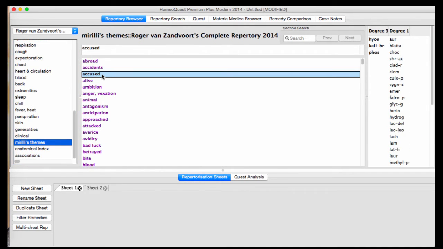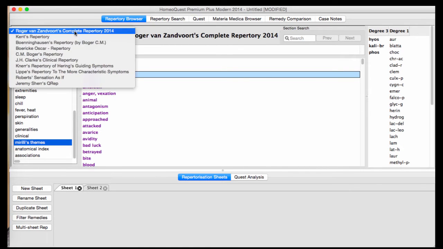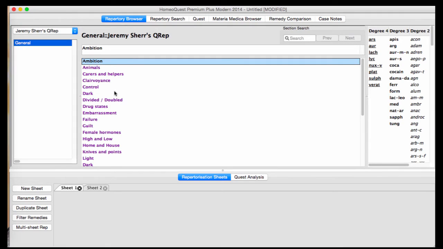So these are the rubrics I would choose. Or again, if I'm looking at Jeremy's Q repertory, it's a beautiful book, where he's given you some key generals, or you can't call them rubrics. And if I cannot place my patient's word in one concise rubric, this is where I come to.